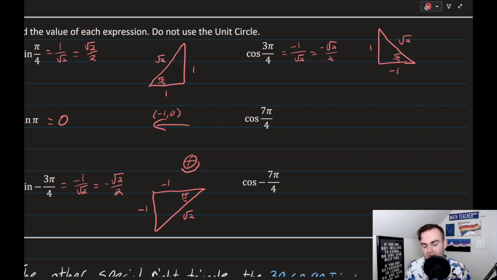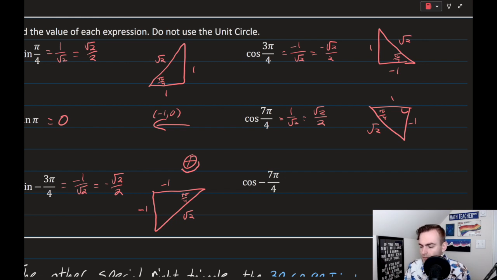Perfect. 7 pi over 4 is in quadrant 4. So I'm going to draw my triangle as if it's in quadrant 4. Pi over 4 is our reference angle, and we have 1, 1, square root of 2. We are going right, so that's positive, and we are going down, so that's negative. But we want adjacent over hypotenuse. That is 1 over root 2, which is root 2 over 2. Perfect.